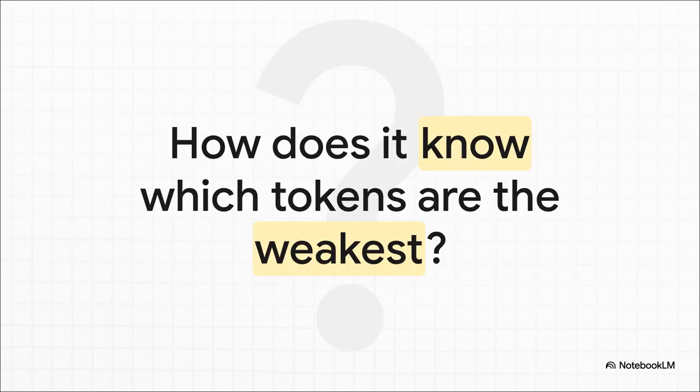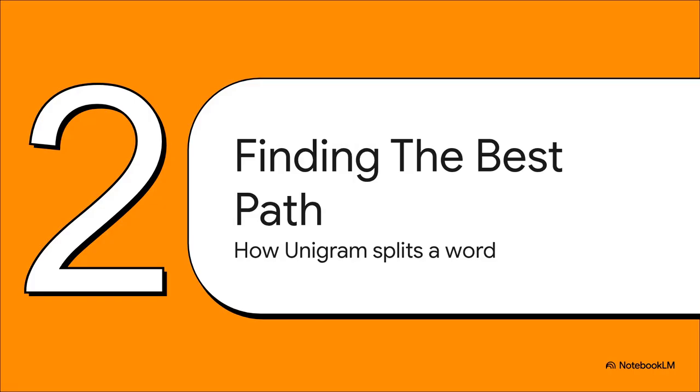Okay, but wait a second. I just said it hunts for the weak links. But how? How does it actually know which tokens are the weakest ones? Which ones have the least impact? To really get that, we need to zoom in. Forget the whole vocabulary for a moment, and let's look at how Unigram decides to split up just one single word. All right, section 2, tokenizing, finding the best path.